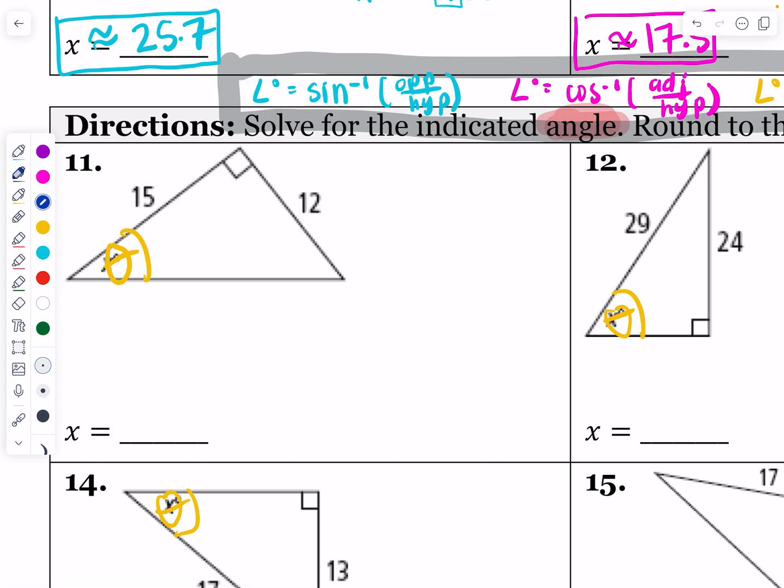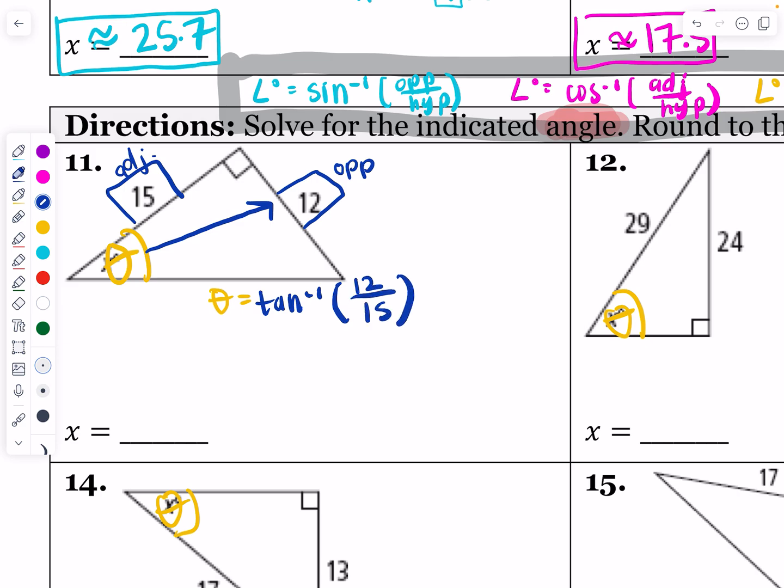So just like we did before, we're going to look and see what pieces I have. So 12 is going to be opposite, while 15, let's be careful here, 15 is going to be adjacent. We do not have the hypotenuse there. The hypotenuse is blank. So what goes with opposite and adjacent? We know that that's going to be some inverse tangent. So this angle, theta, is going to be equal to the inverse tangent of its opposite over its adjacent. So that's going to be 12 over 15, not 15 over 12.